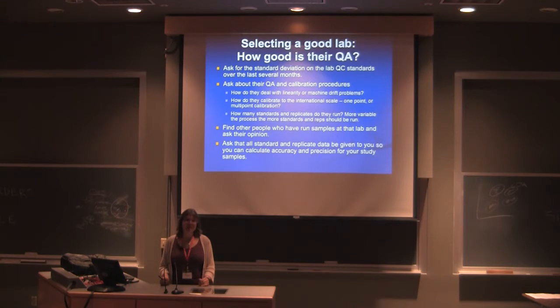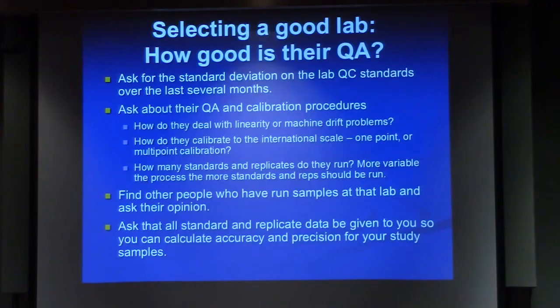Labs vary a lot in their quality assurance and quality control. There are a lot of labs who kind of say, what? I don't know what you're talking about when you say quality. Where's my quality assurance plan? I don't have one. So they should have available for you some standard deviation, long-term data on their QC standards so that you can see how well they've been doing.